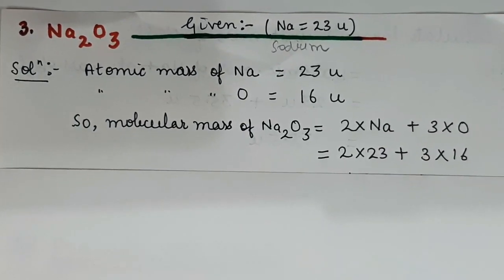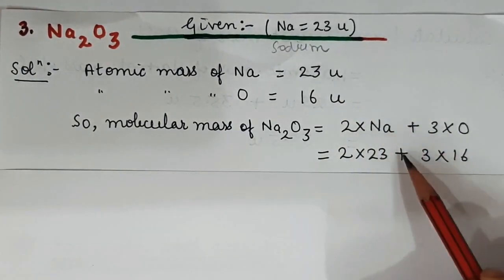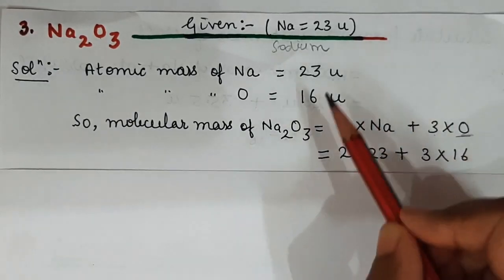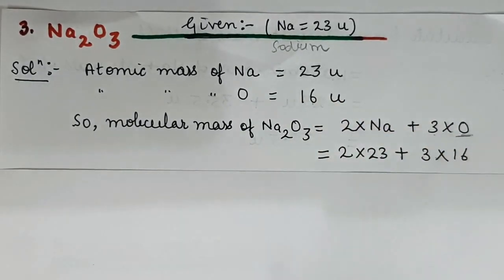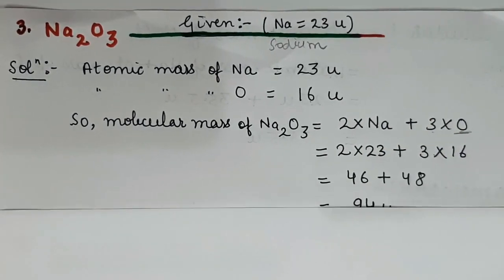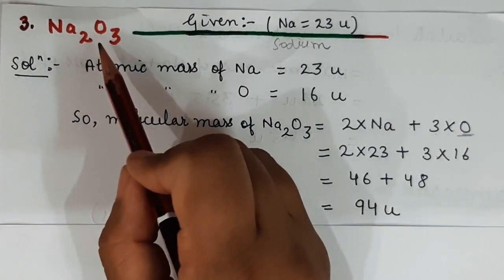So what is the atomic mass of sodium? It is 23 U. So 2 into 23 plus thrice into oxygen. What is the atomic mass of oxygen? It is 16 U. So thrice into 16. Just solve it. It will be 46 plus 48. That will give 94 U. That is the molecular mass of Na2O3.